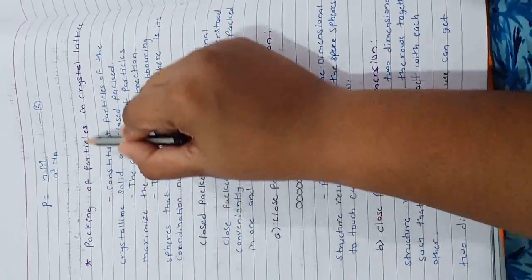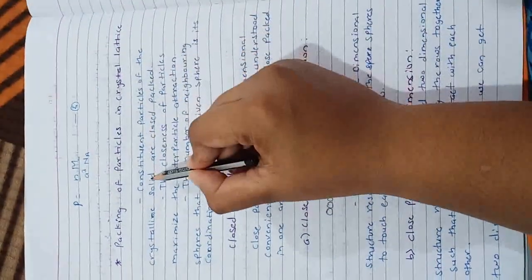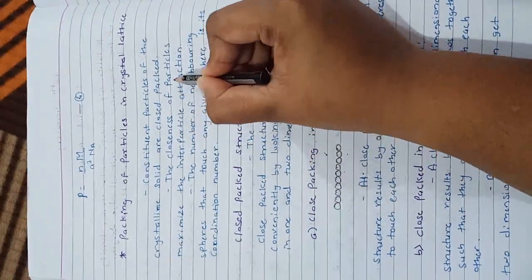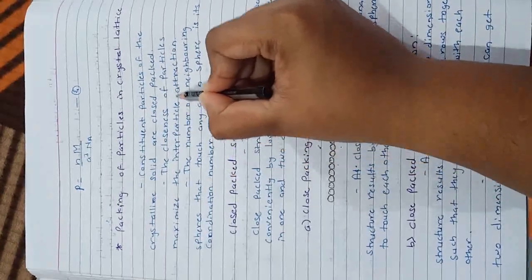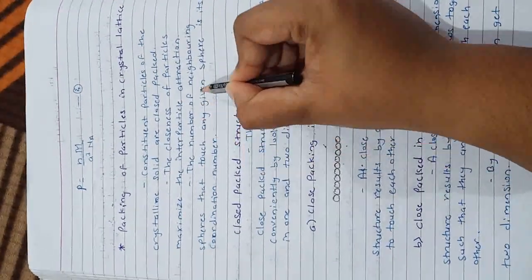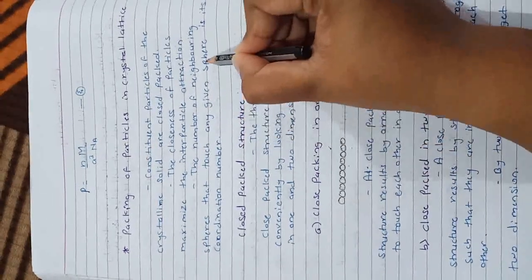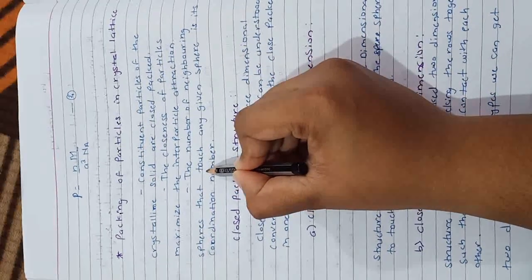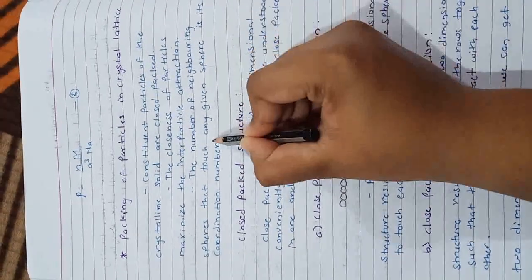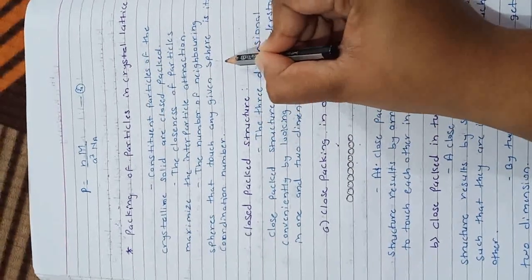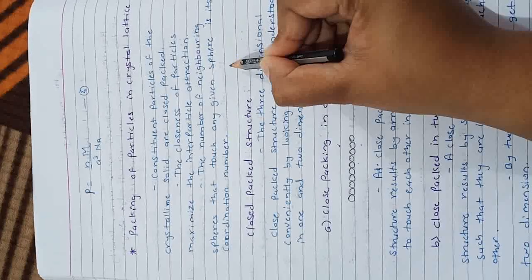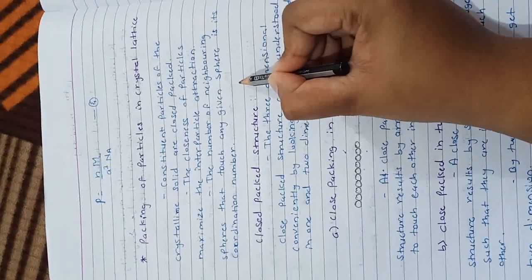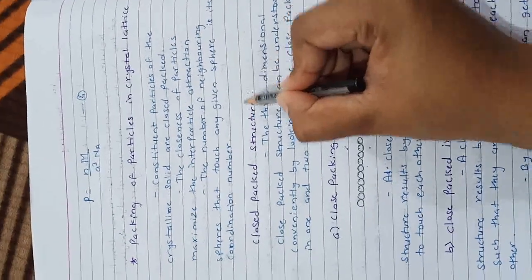Next point, packing of particles in a crystal lattice. Constituent particles of a crystalline solid are close packed. The closeness of particles maximizes the interparticle attraction. The number of neighboring spheres that touch any given sphere is its coordination number. The magnitude of the coordination number is a measure of the compactness of spheres in a close packed structure. The larger the coordination number, the closer the spheres are to each other.